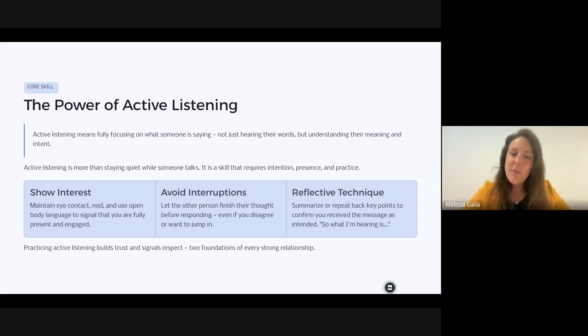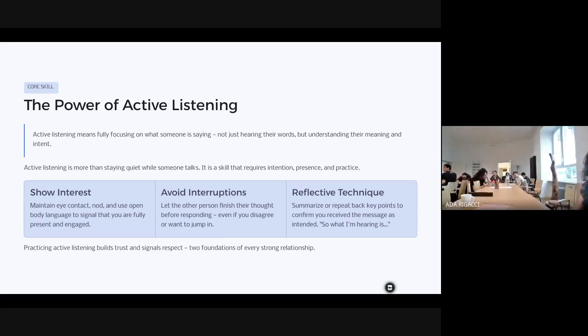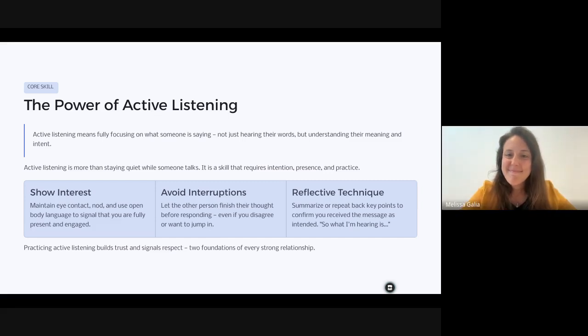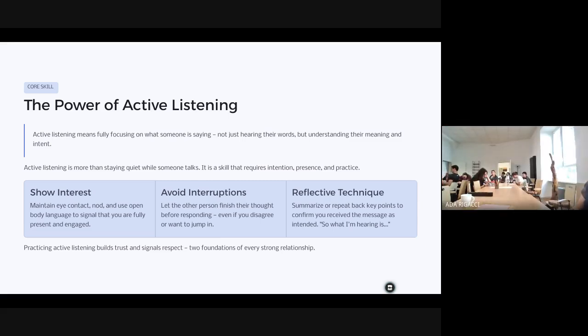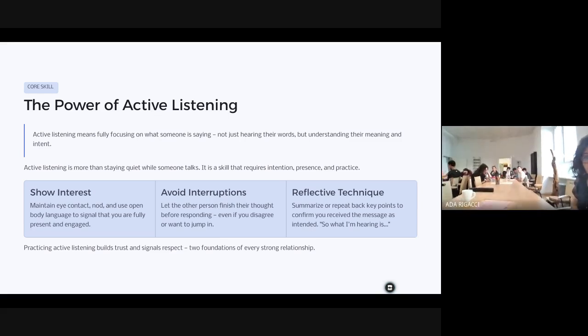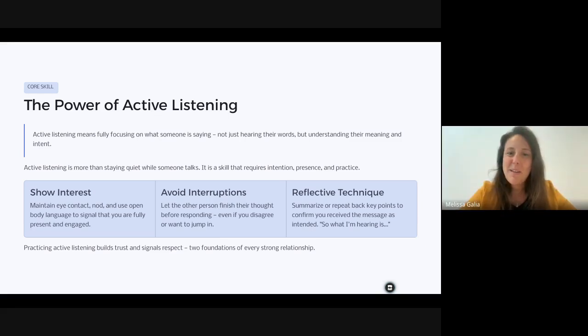And then, of course, what do you think is this reflective technique that is there? So summarize or repeat back key points to confirm you received the message as intended. What do you think it can mean? What does it mean, reflective technique? So summarize or repeat back. And why do we need to do it as active listeners? Also in the chat, I mean, here in the group, but also in the chat. Absolutely. And if it's too challenging, we'll skip to the solution, but I would like to hear your points first.